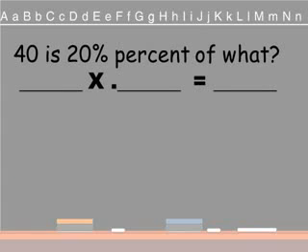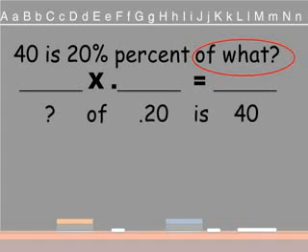So now here's another question. 40 is 20% of what? So this time we're looking for the principal amount, the original amount, because the "of" gives us that little hint. So we're going to fill it in. Question mark, we don't know the original, times 0.20 is 40.